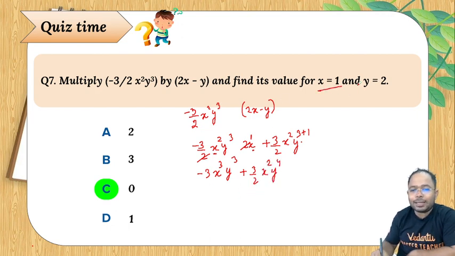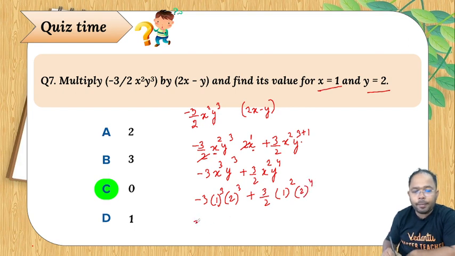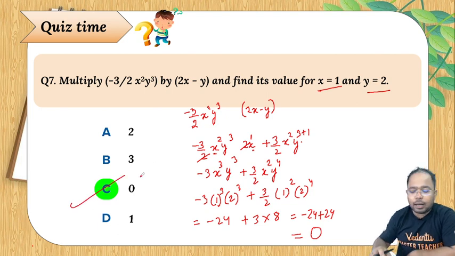Now let's put the value x equal to 1, y equal to 2 here. So minus 3, 1 to the power 3, 2 to the power 3, plus 3 by 2, 1 to the power 2, 2 to the power 4. So it's minus 3 into 2 to the power 3, which is 8. 8 times 3 is 24, minus 24, plus 3 into 2 to the power 4, which is 16. 16 divided by 2 is 8. So it gives you minus 24 plus 24. That gives 0. And that's what, answer 7 is correct.